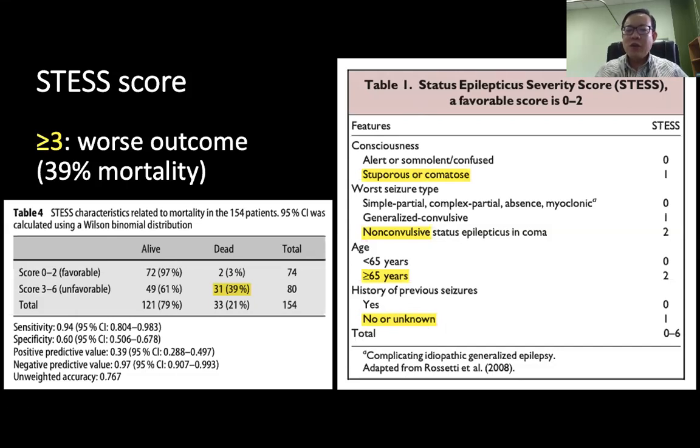As I told you, most epilepsy patients develop status because they miss their dose. But for those with no reasons, it may be because of acute problems like stroke, infections, paraneoplastic, autoimmune, and so on. So we need to be careful about that.